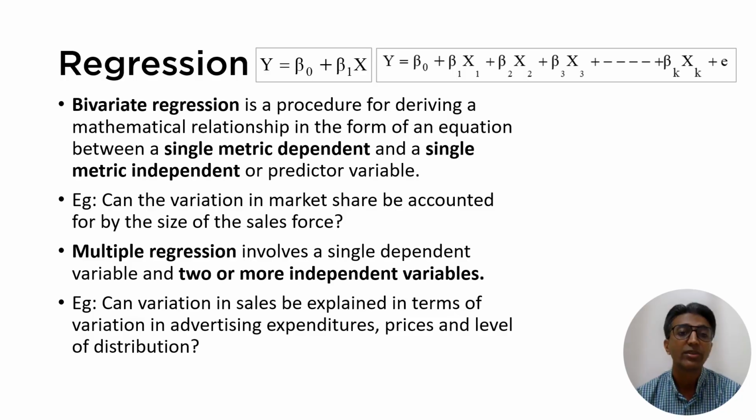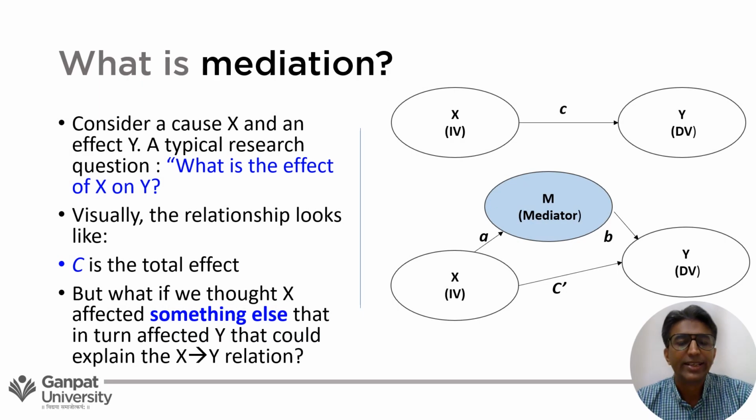What is mediation? To understand mediation analysis, we need to talk about two variables involved. One is the independent variable, capital X, and the second one is the dependent variable, capital Y. Consider for a while a cause X and its effect on Y.